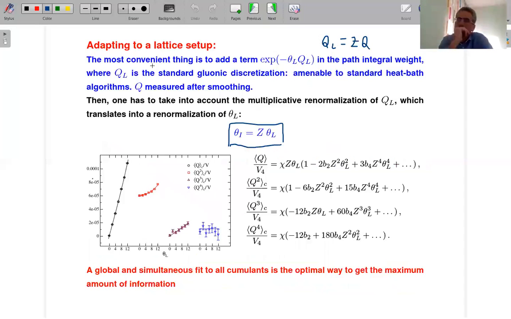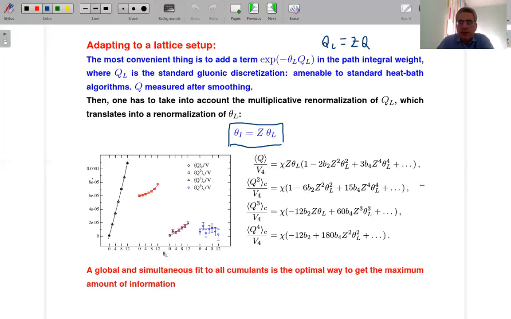Okay, so here you have, you can determine up to 3 parameters with 4 simultaneous fits. With the 4 cumulants, you have B2, B4, and Z. That's how you determine Z. Yeah, exactly. Of course, you can also determine Z independently, and it is consistent with the determination that you get from the fit.